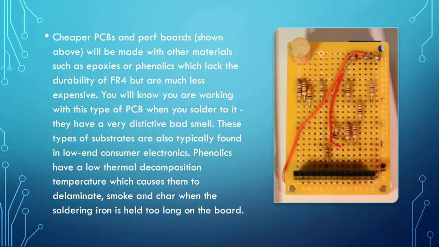Cheaper PCBs and perf boards, shown above, will be made with other materials such as epoxies or phenolics, which lack the durability of FR4 but are much less expensive. You will know you are working with this type of PCB when you solder to it. They have a very distinctive bad smell. These types of substrates are also typically found in low-end consumer electronics. Phenolics have a low thermal decomposition temperature, which causes them to delaminate, smoke and char when the soldering iron is held too long on the board.